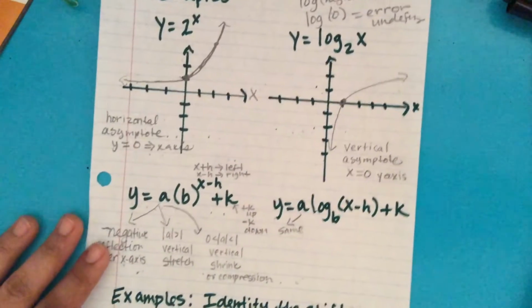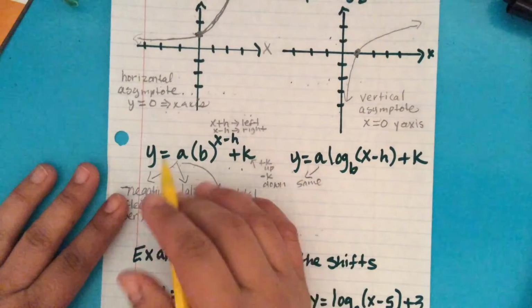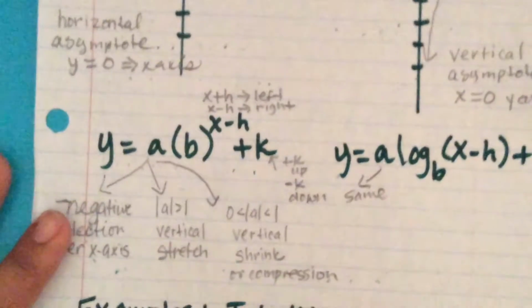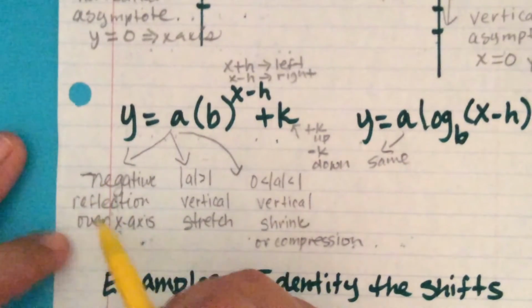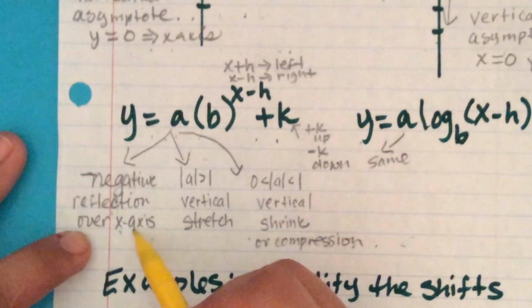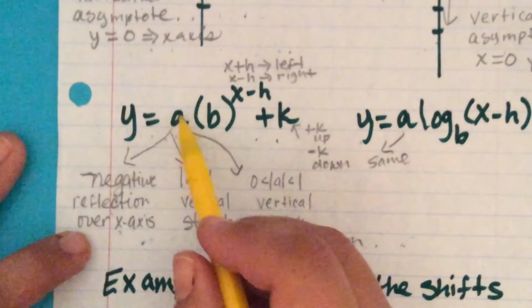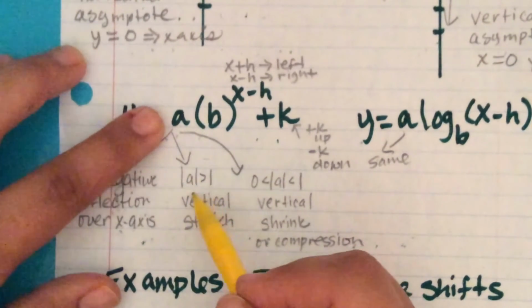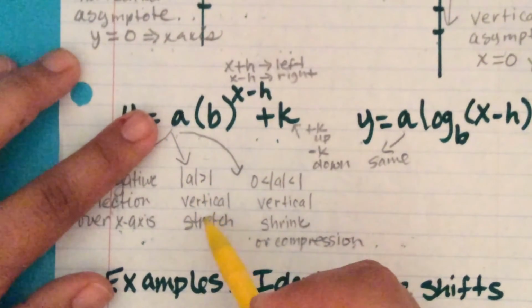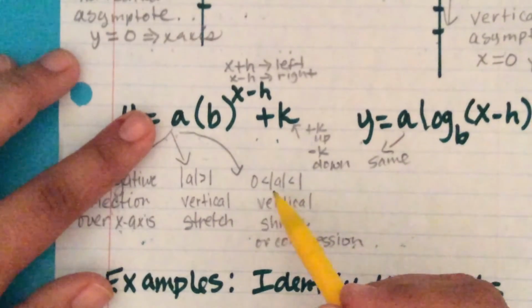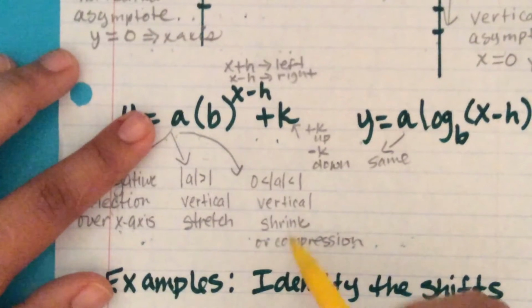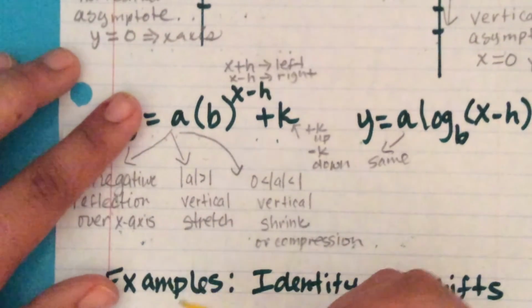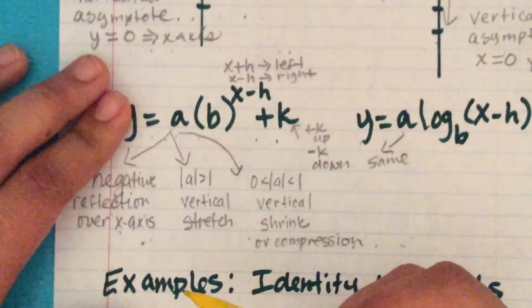Okay, so then what are the transformations? It's still the same. If you have a right here in the front and it's negative, then you're going to reflect it over the x-axis. If the absolute value of a, so if you don't worry about the negative, is greater than 1, then you have a vertical stretch. And if it's in between 0 and 1, you're going to have a vertical shrink. So that doesn't change from the other functions as well.